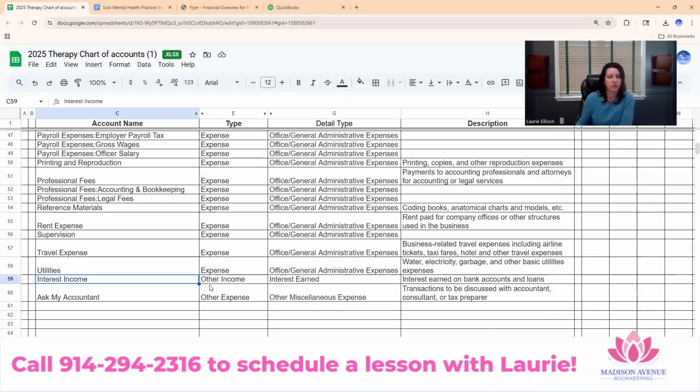Then you have other income and other expense. Now we use this one more as a code. If you're not sure where to put something, then you could put it there until you figure that out.